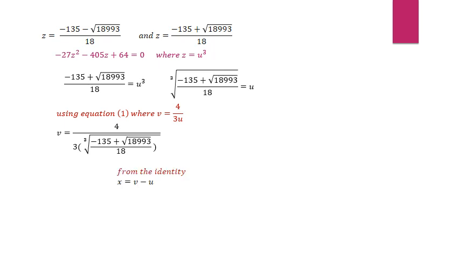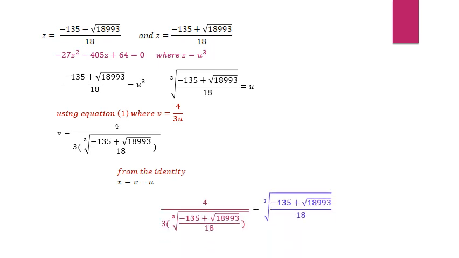Next, we will remember also that our identity states that x is equal to v minus u. Now that we have v and we have u, we can plug it in. So once we plug that in, we can use our scientific calculator to derive that x is equal to 1.935979411. And there we have it. That's the answer to our question.